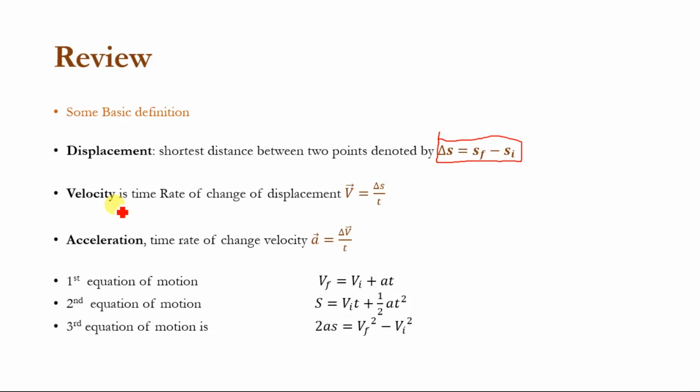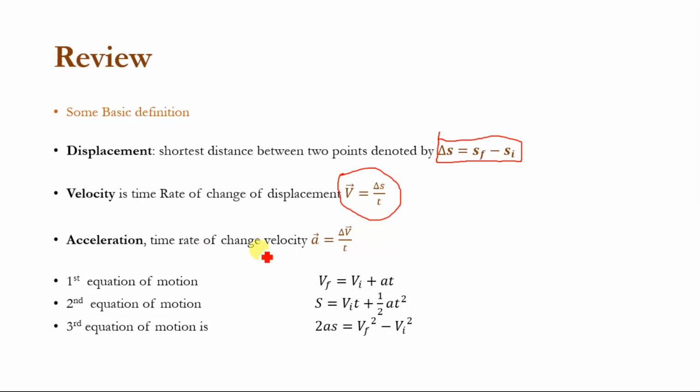Similarly, velocity is the time rate of change of displacement and is equal to V is equal to del S divided by del T or T. Similarly, acceleration is the time rate of change of velocity and is equal to del V divided by T. All of these are vector quantities.